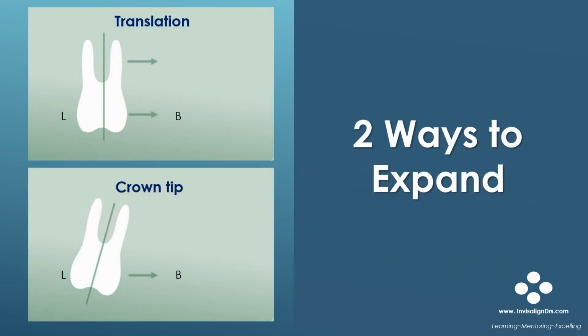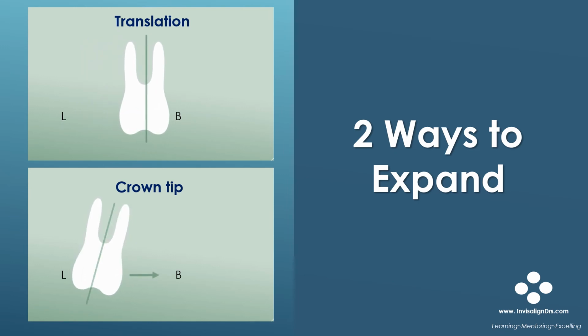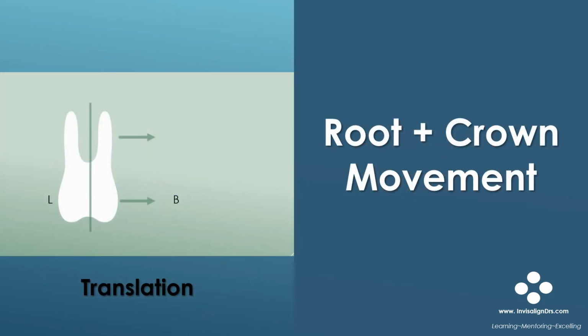There are two ways to expand the arches. One is by translation, and the other is by crown tip. The animations in the slide show these movements. Let's take a closer look at the movement of translation.